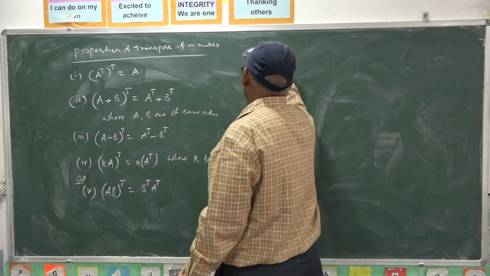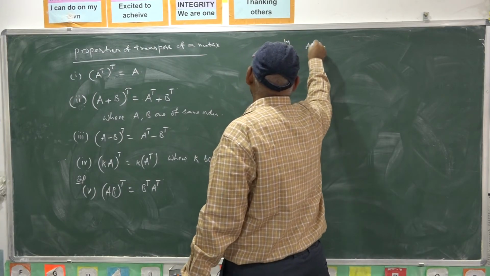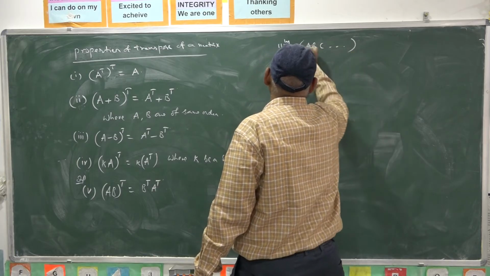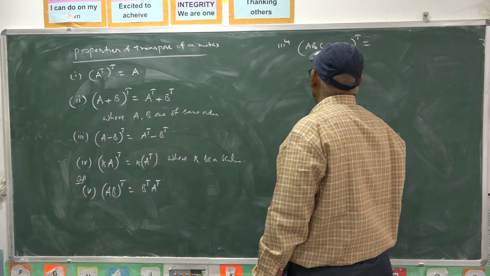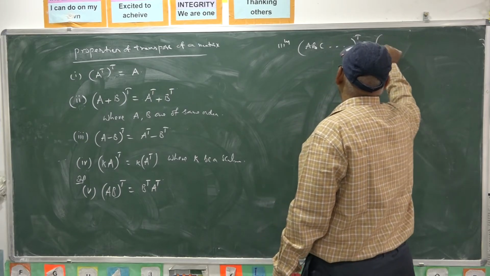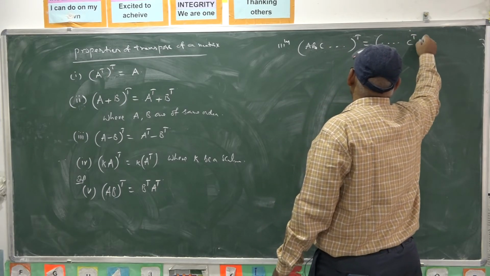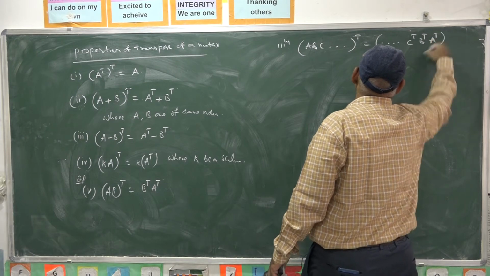You can generalize that one. Suppose A, B, C and so on, whole transpose may be written as C transpose, B transpose, A transpose.